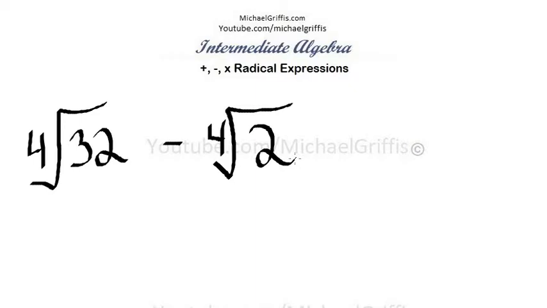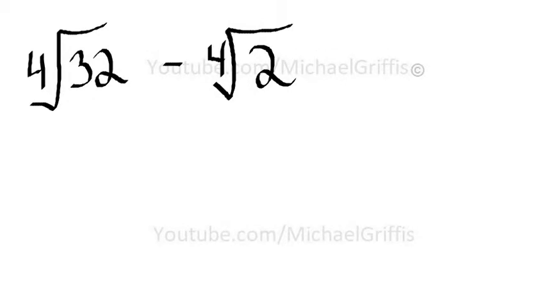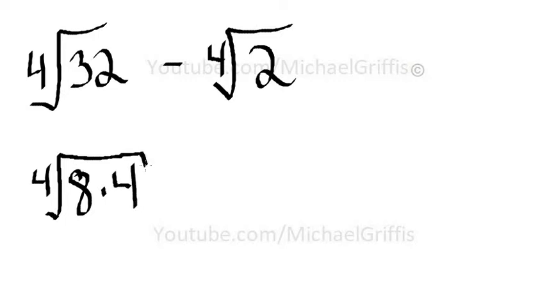Alright, what I'm going to do, let's take a look at this 32 here. Let's first start off by just breaking it down into two numbers that we know will multiply together to give us 32, and the first two that come to my mind are 8 times 4. So we'll start there, and I'll just go ahead and rewrite.